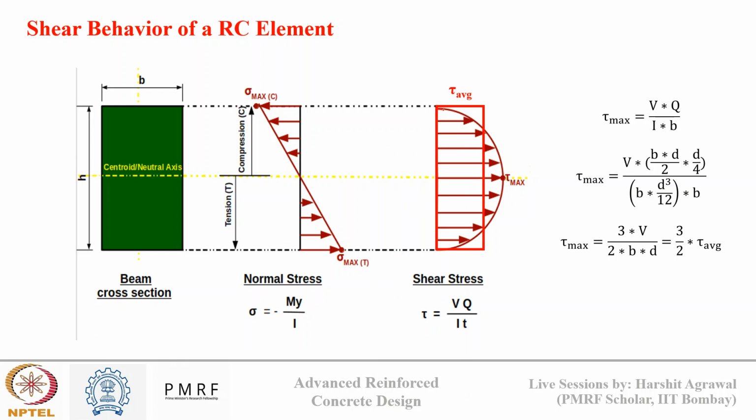Okay, so this is what we saw. For this, we derived the shear stress equation: tau is equal to VQ upon Ib. Q is the area moment, V is the shear force, I is the moment of inertia, and b is the width of the member. This was all we discussed in the last session.